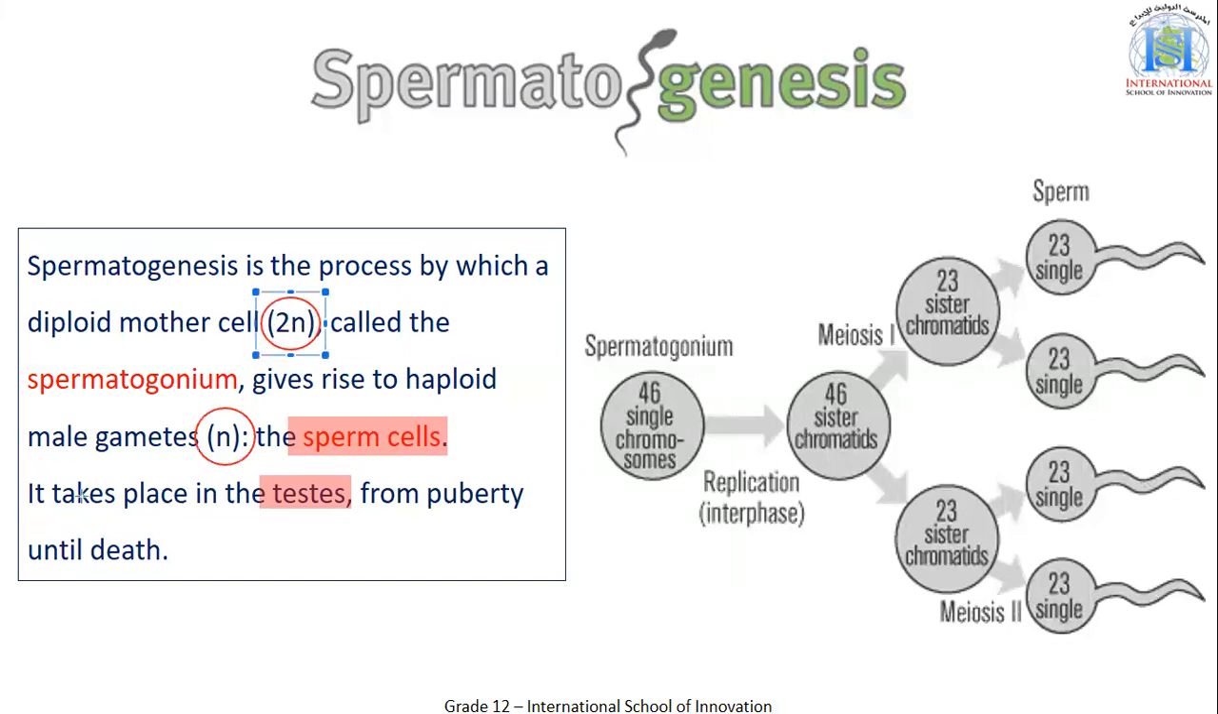Look at the figure. We start with a diploid cell having 46 chromosomes, and we end with sperm cells having 23 chromosomes. This spermatogonium, or the mother cell of sperm cells, is a diploid cell. It will undergo mitosis first and then meiosis to give the sperm cells.